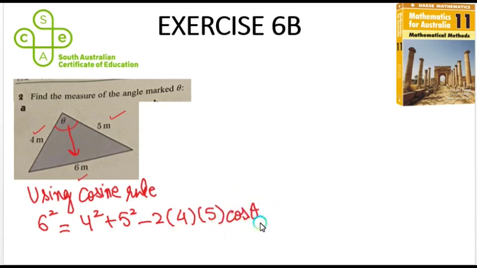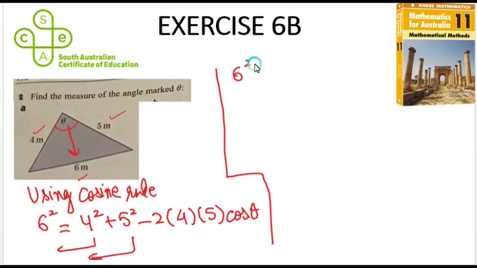So we have to find the value of theta, so that means all the terms should be shifted to the left hand side. I'm shifting first 4 square and 5 square because we cannot shift this directly. So we are left with 6 square. This becomes negative 4 square, right? And this becomes negative 5 square when you shift it to the other side. And here we are left with only minus 2 times 4 into 5 into cos of theta, right?